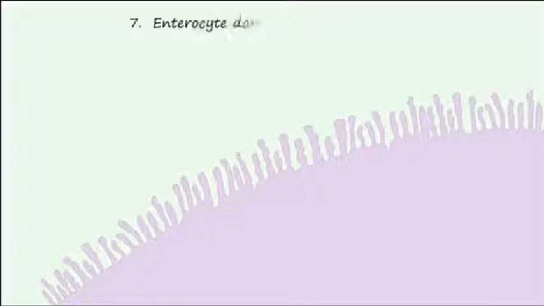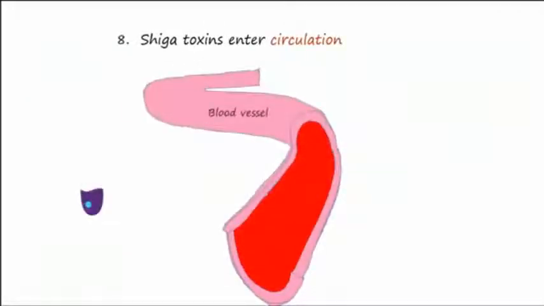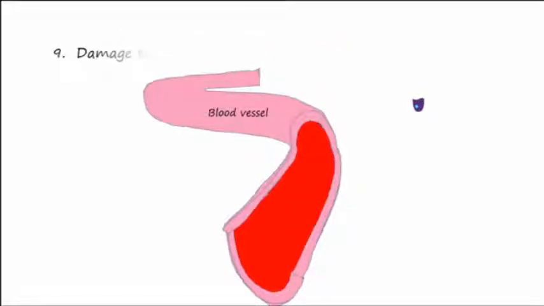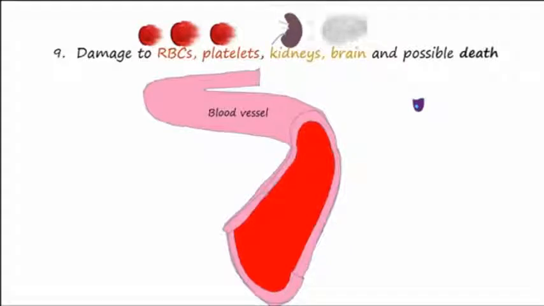This leads to cell damage and death, which can lead to bloody diarrhea. The toxin can then gain entrance into circulation and travel to organs throughout the body. The toxin may damage red blood cells, platelets, kidneys, and brain, and may even lead to death.